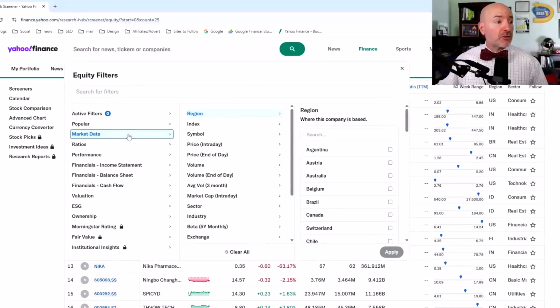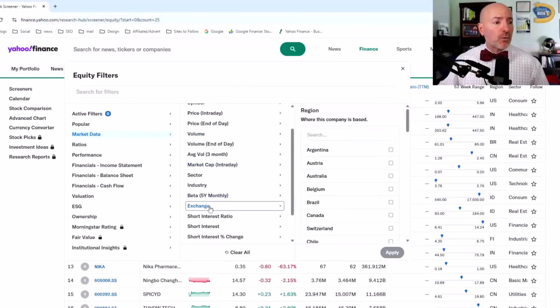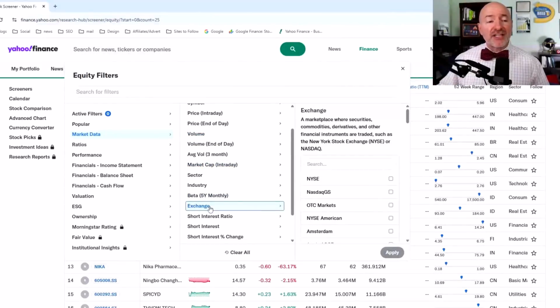First, we're going to go to the market data one, and we're going to go to exchange. Now, this filters for the exchange on which the stock is listed. You're going to see here the NYSE, the New York Stock Exchange, and the NASDAQ. Those are the ones I primarily use because those are going to be US listed stocks. You might also use this OTC markets here. That's going to be your penny stocks. We're not going to click that one for today, but we're going to look for the NYSE and the NASDAQ stocks.